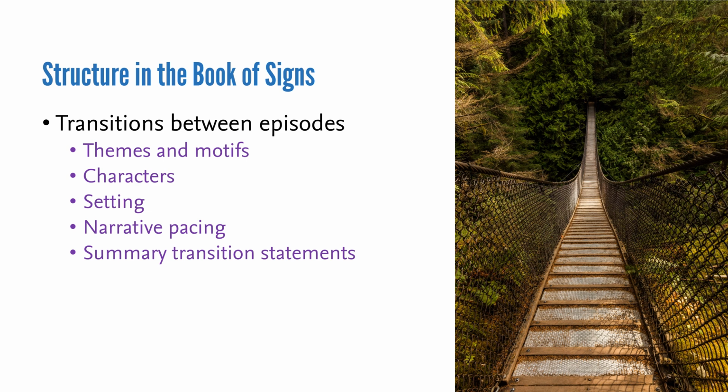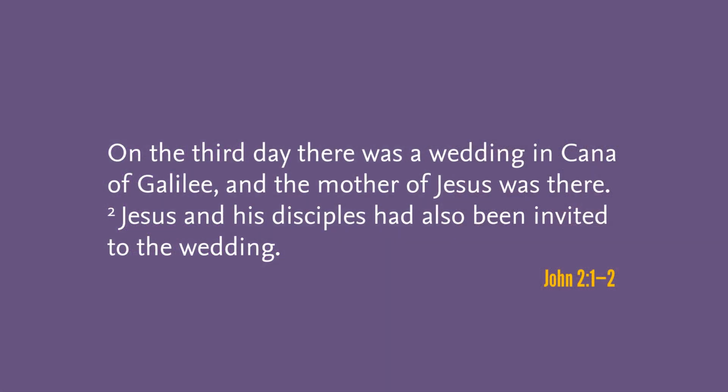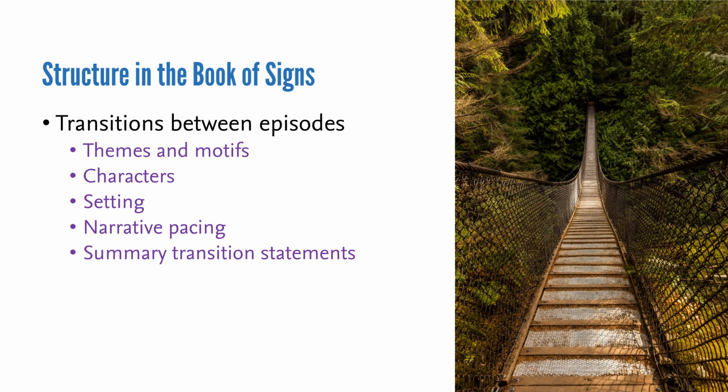How do we know that a new episode is beginning in chapter 2, verse 1? That verse introduces a change in setting. "On the third day, there was a wedding in Cana of Galilee, and the mother of Jesus was there. Jesus and his disciples had also been invited to the wedding." Prior to this verse, we've just been down in Judea, near the Jordan River, with the disciples of John the Baptist, watching a few of them meet Jesus and decide to follow him. Now we make a geographic leap northwards to Cana in western Galilee.